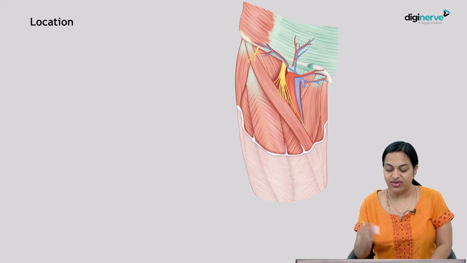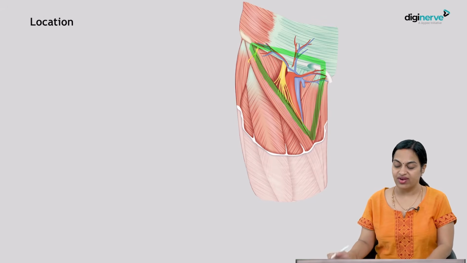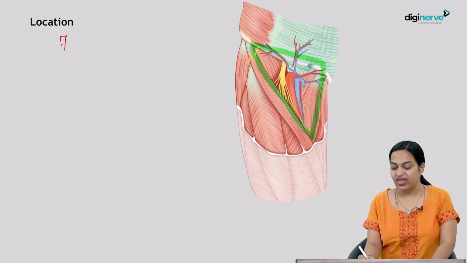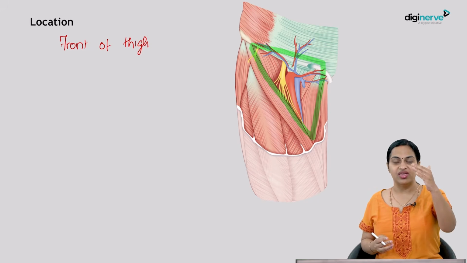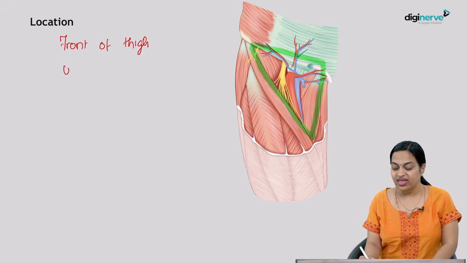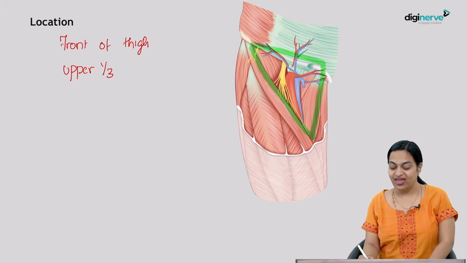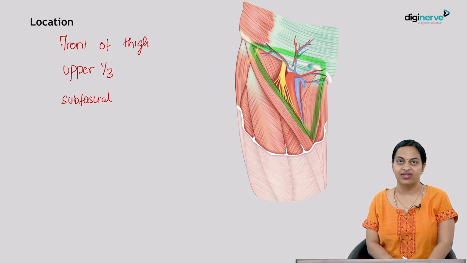So where is this femoral triangle? So this is an image of the thigh. Can you appreciate here? This is the femoral triangle. Where is this femoral triangle present? Of course, in the front of thigh. To be even more specific, this is a triangular depression that you see in the front of the thigh, in the upper 1/3 of front of thigh. Okay? And it is present beneath the deep fascia, that is the fascia lata.